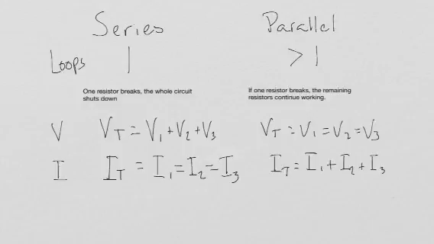The current can't keep going. Whereas in a parallel circuit, you've got more than one loop, 2 or more. So if one loop breaks down, there are still more loops to work. We know that in a series circuit, total voltage is shared by all the resistors. So V total is going to be equal to the sum of V1, V2, V3. Whereas that's not the case in a parallel circuit.